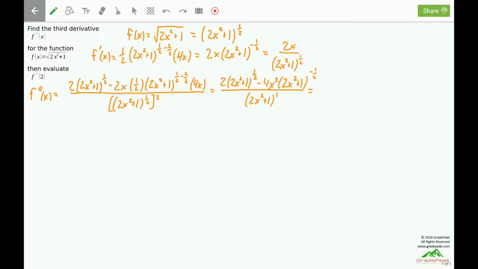Now in the numerator, we're going to want to factor this enough so that we can take the third derivative. There's a common factor of a 2, but I'm going to leave that in. I'm going to factor out only what can cancel with the denominator, and that will be powers of 2x squared plus 1. Now in the two terms in the numerator, I have 2x squared plus 1 to the 1/2, and I have a 2x squared plus 1 to the negative 1/2. I can factor out the lower of the two, and that will be the negative 1/2.